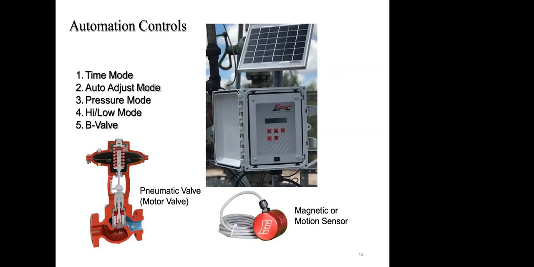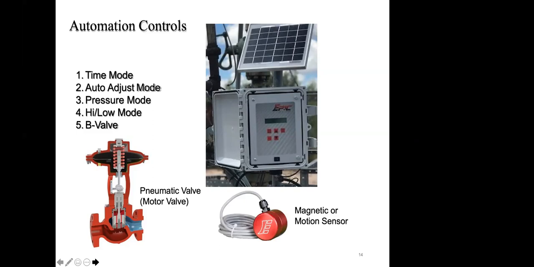A high-low mode is something a lot of controllers are basically set up to operate off, where if the line pressure reaches a certain amount of pressure, it'll shut in. And if it drops below that pressure, it'll come back on. If it drops too low, same thing, it can shut in. It comes back above, it can open back up.